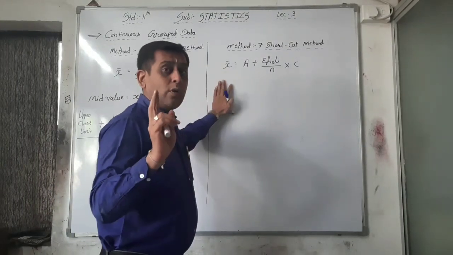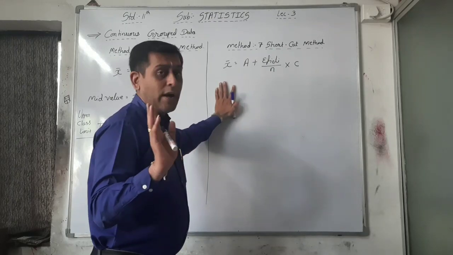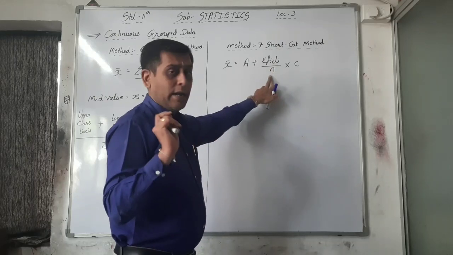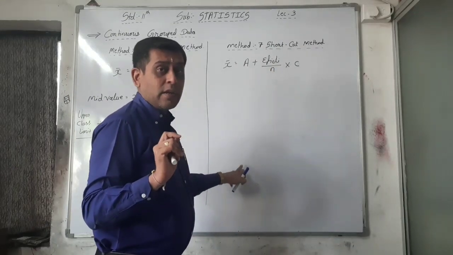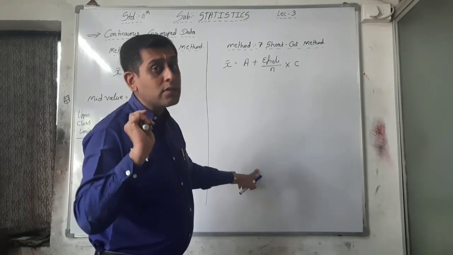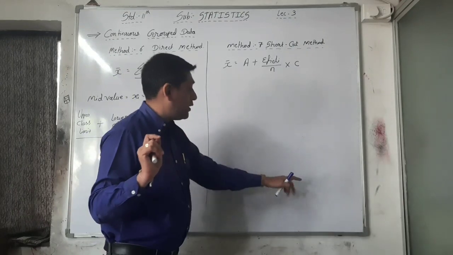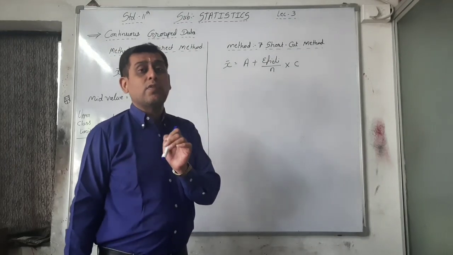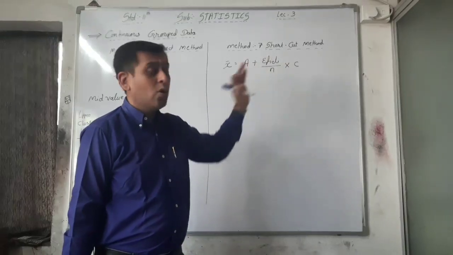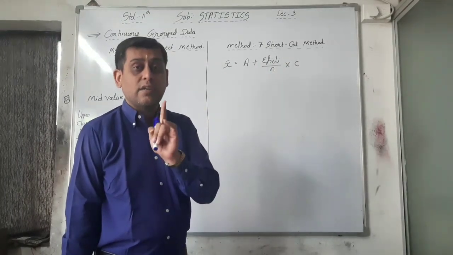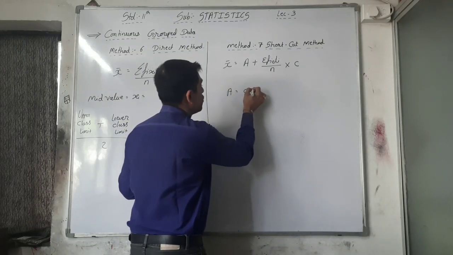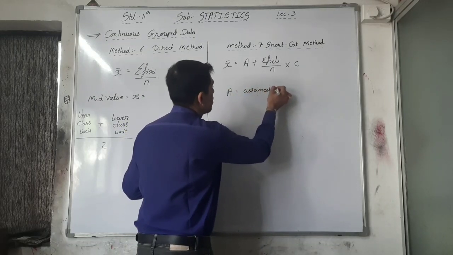See, in discrete group data, in method number 5, I wrote two formulas. The first one is a plus sigma fi di upon n, and the second one is a plus sigma fi di upon n into c. See that into c: at that time c is equal to what? Common factor taken from all observations. But here what is c? It is the class interval. Here I am writing the same. A is equal to assumed mean, that is also common.